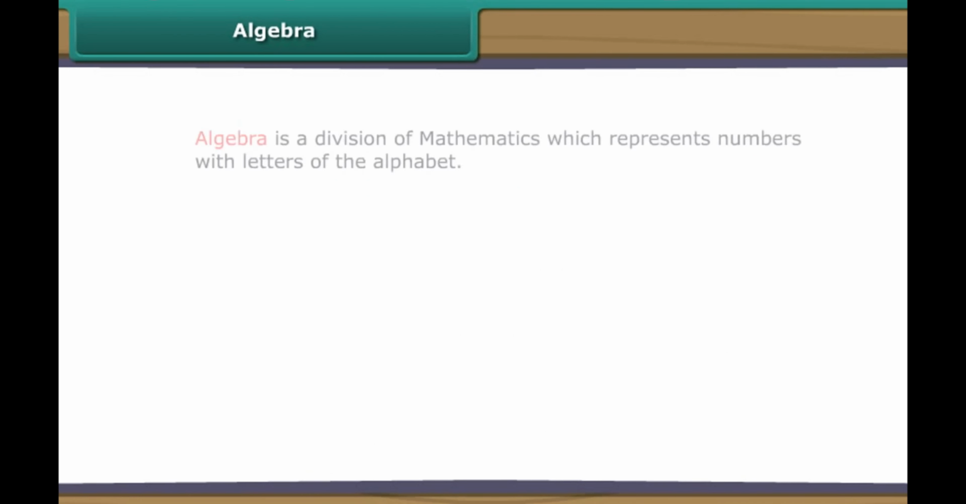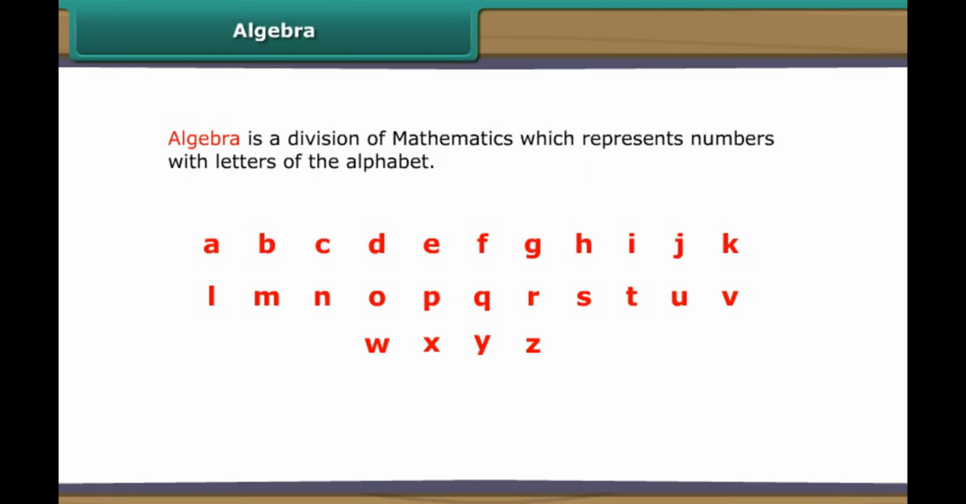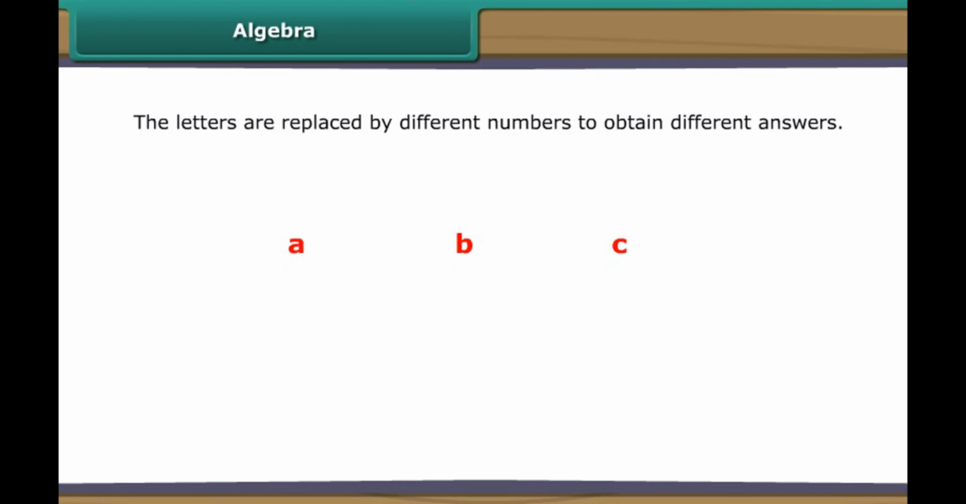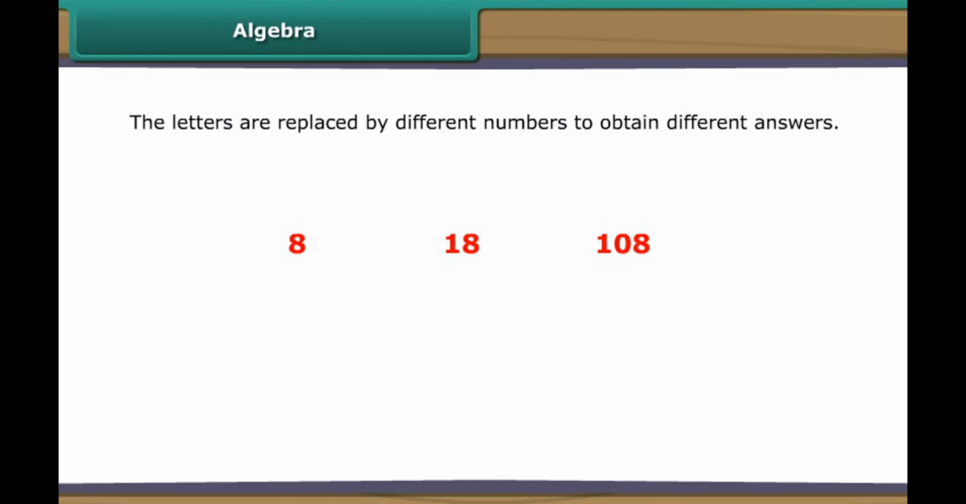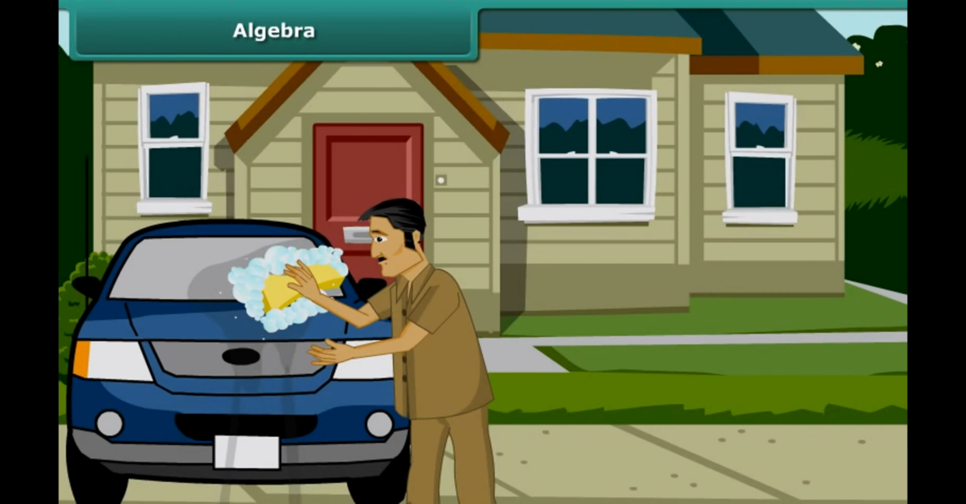Algebra. Algebra is a division of mathematics which represents numbers with letters of the alphabet. The letters are replaced by different numbers to obtain different answers. Therefore, as the letters assume varying numeric values, they are called variables. Let us look at some more real-life situations in which algebra is used.